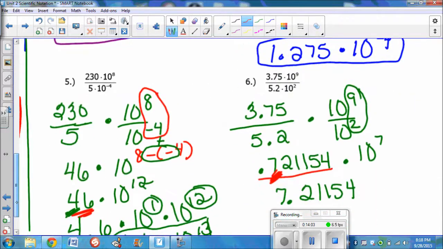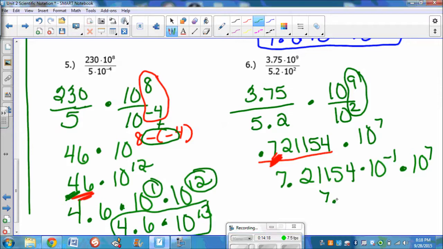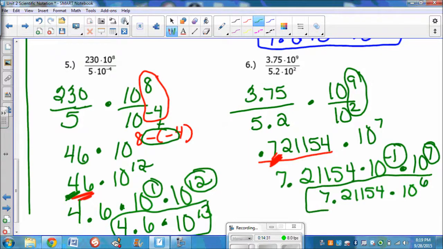So that's exactly what we're going to put there. So times 10 to the negative 1. That allowed us to move that decimal. Times that 10 to the 7th that's already there. So our coefficient is set. Times 10. Add your exponents. Negative 1 plus 7 is 6. There's your final answer in proper scientific notation.